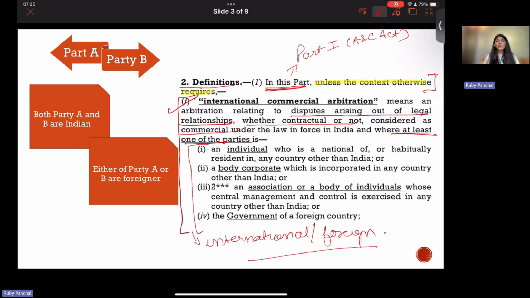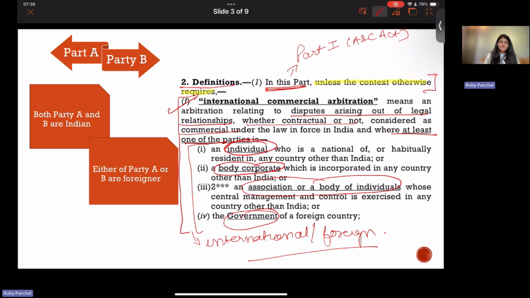So, what is the definition requiring of us? First, it's saying that it should be a commercial dispute out of a legal relationship. All right. And then it says at least one of the parties is. First, it talks about individuals, then it talks about body corporates, then it talks about associations or body of individuals, and then it talks about the government. And in every subset that we'll see, the requirement is that there should be an international or foreign character to that, right?